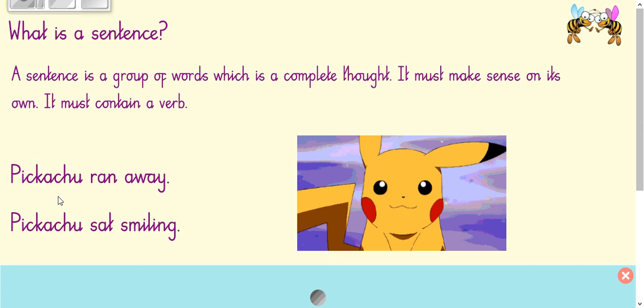Here's my example. Pikachu ran away. I know this is a sentence because it is a complete thought. It makes sense on its own and it contains a verb, which is ran. Let's have a look at my next example. Pikachu sat smiling. I know this is a sentence because it is a complete thought, it makes sense on its own, and it contains a verb, which is sat.